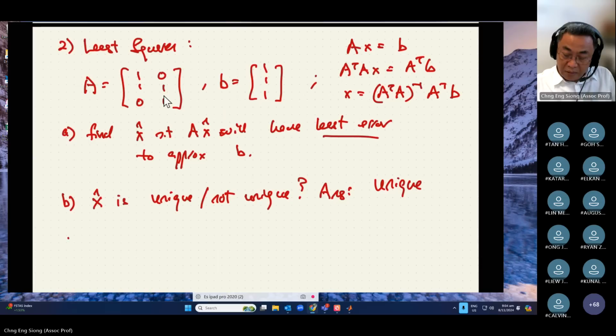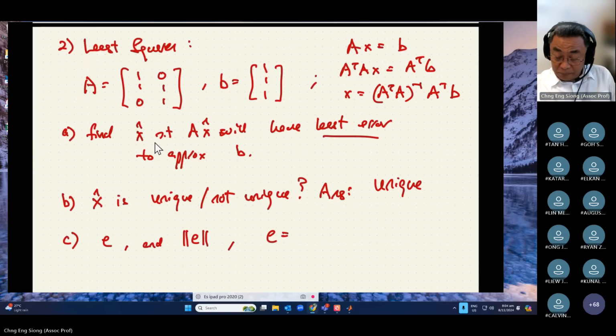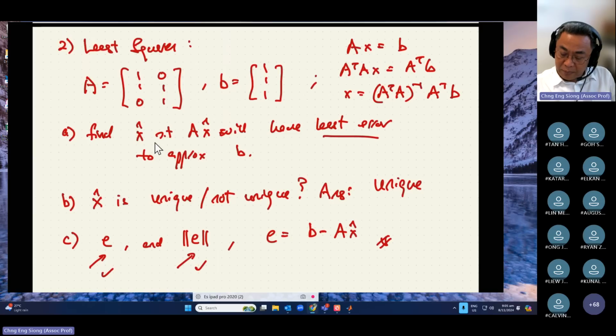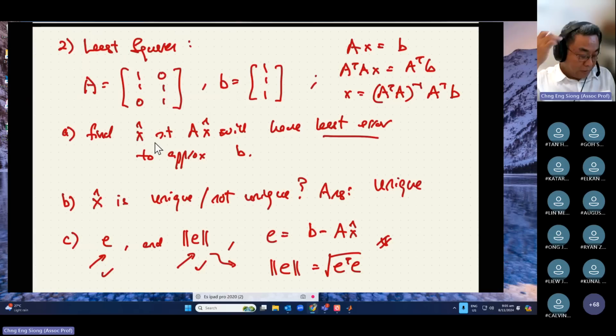Okay. Of course, once I've asked you to find x hat, and you have found x hat, I will ask you to find E and the norm of E. E equals b minus A x hat. So you have to work out this vector and this number. And remember, the norm of E is a number, equal to the square root of E transpose E. All right.